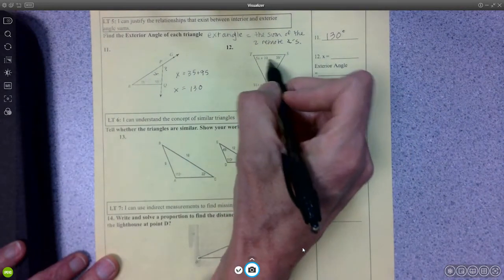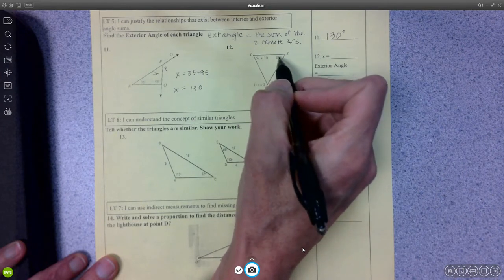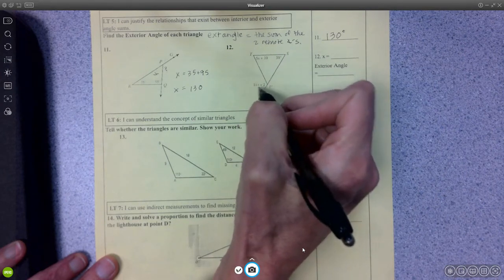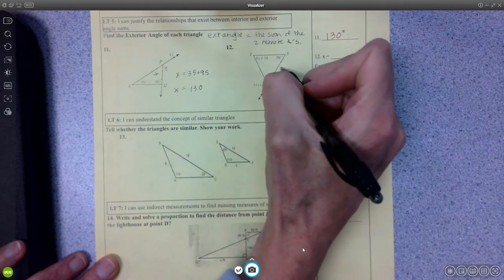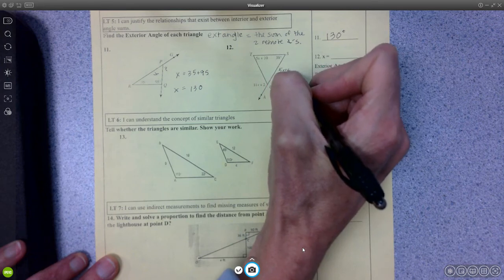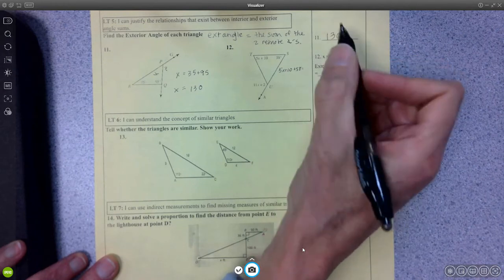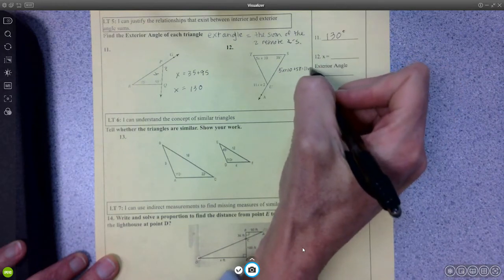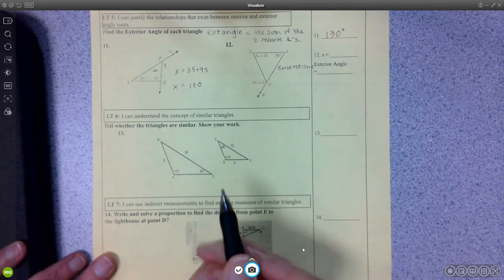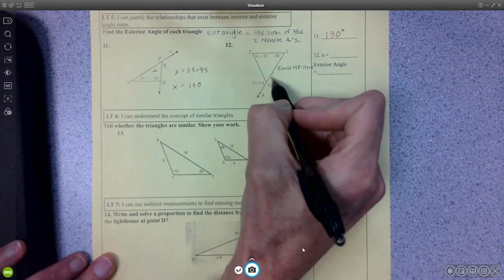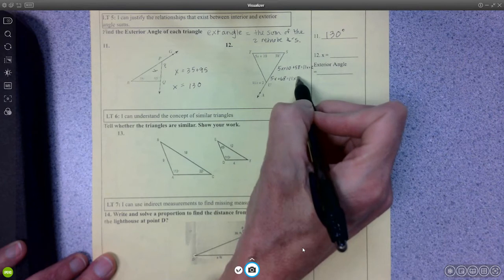Here, 5x plus 10 equals 58. Sorry, these two added together equal this exterior angle. So we're going to add 5x plus 10 plus 58, and it's going to equal 11x plus 2. So I'm going to have to combine some stuff here. 5x plus 68 equals 11x plus 2.